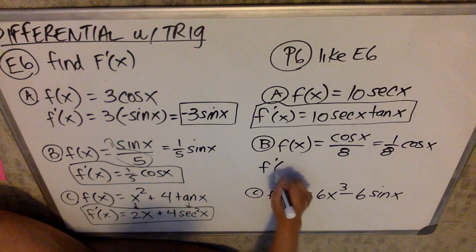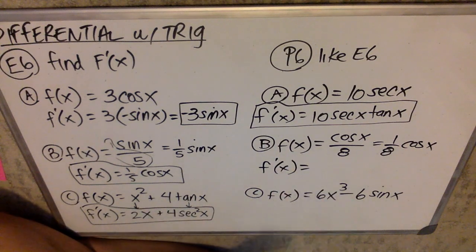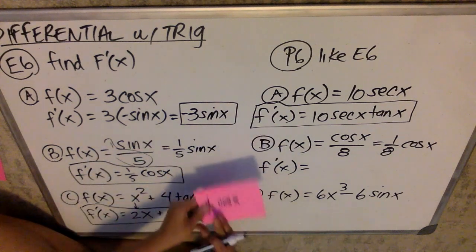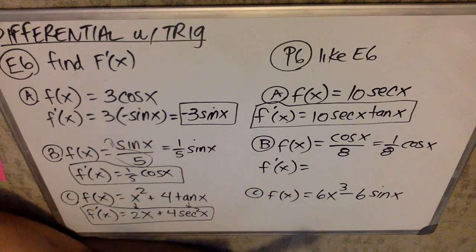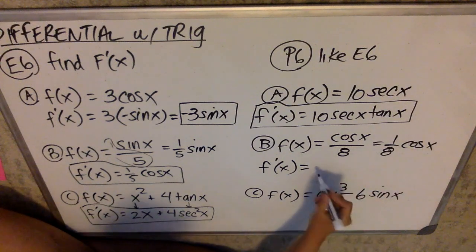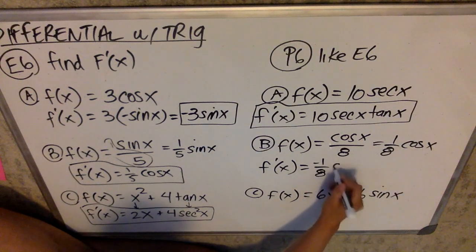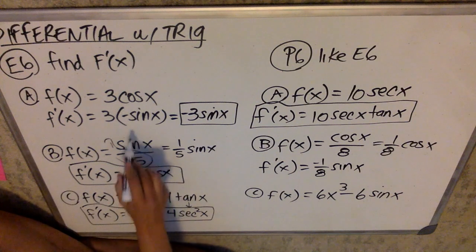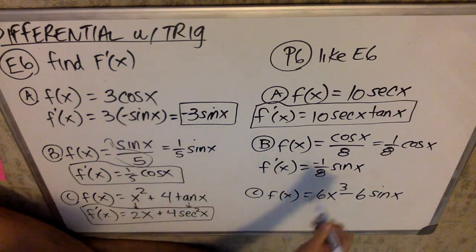So my f prime of x is just going to be a 1/8 times the derivative of cosine. Well, the derivative of cosine is a negative sine, right? So I know that when I differentiate this, I'm going to get a negative 1/8 sine of x. And again, if you want to write the negative first and then clean it up, that's fine.